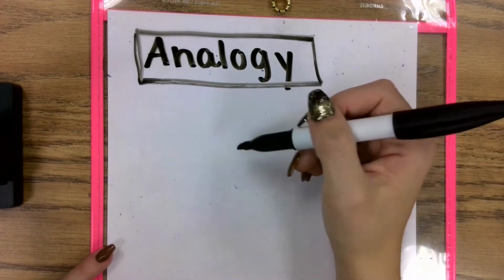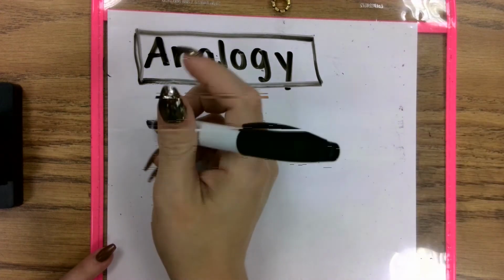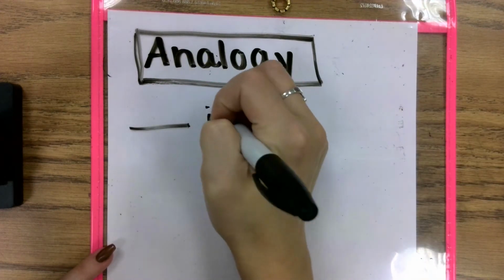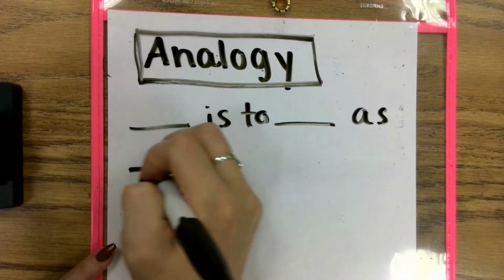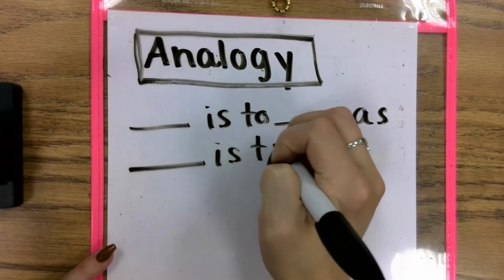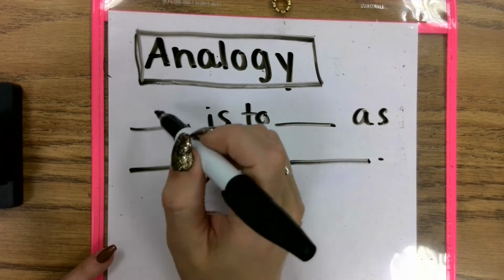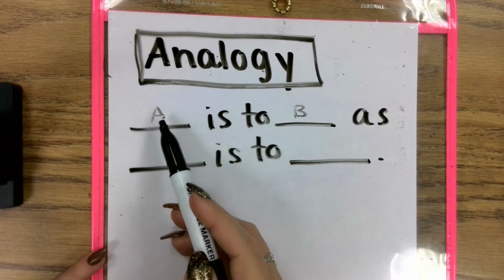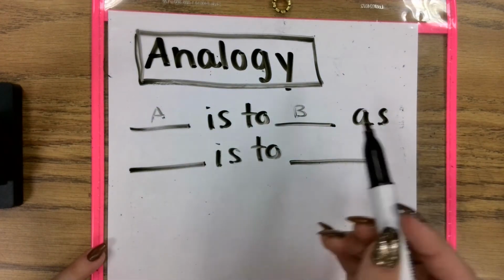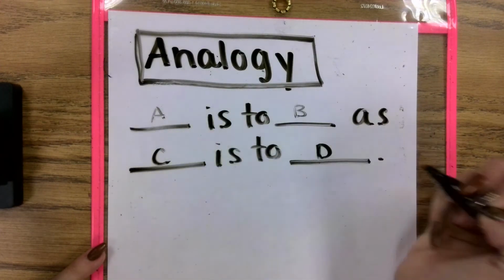using an analogy. So an analogy is when you say something is to something, as something else is to something else. So it's saying that the relationship between, we'll just say this is A and this is B, is going to be the same relationship as C and D.